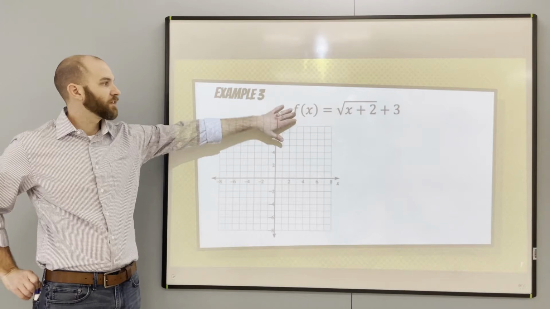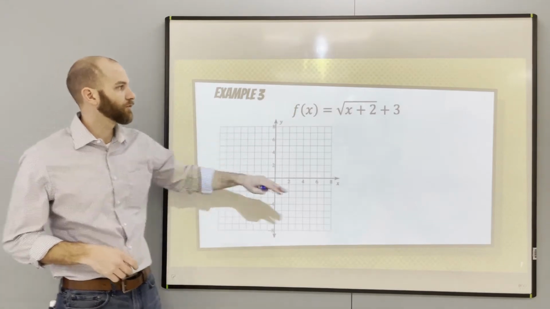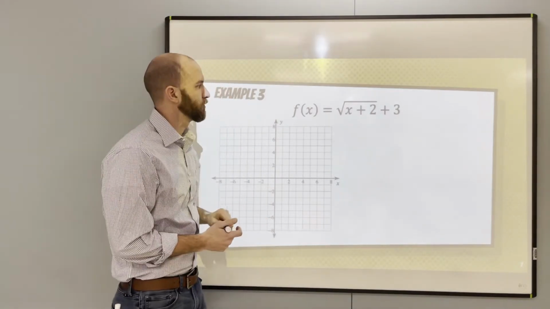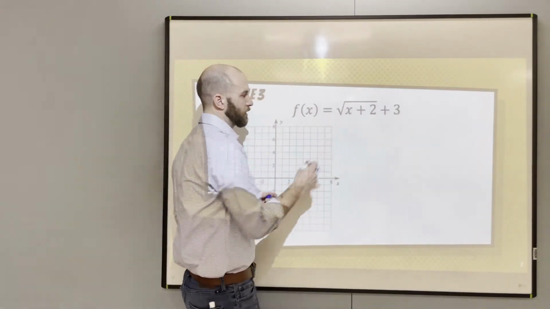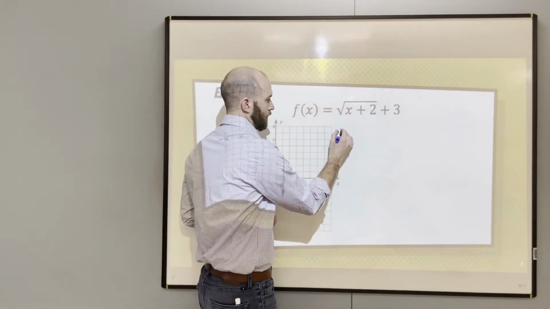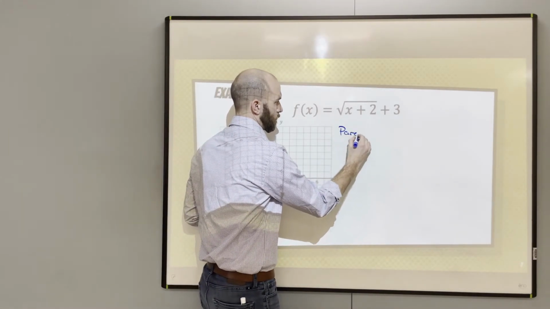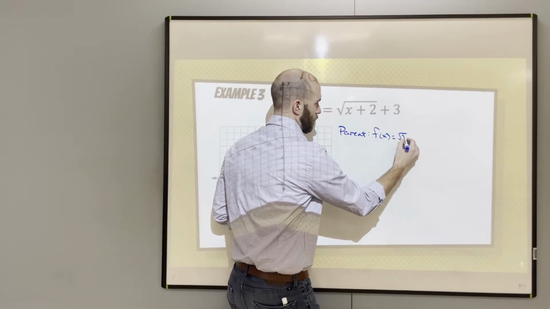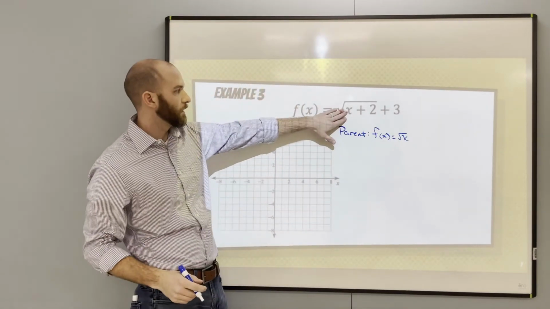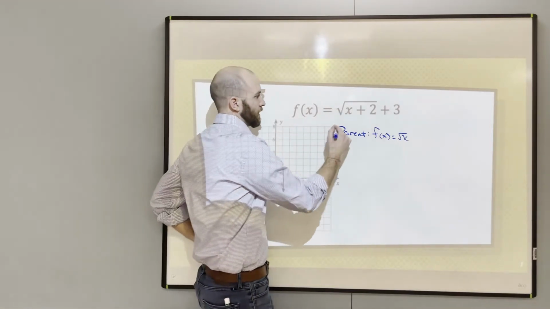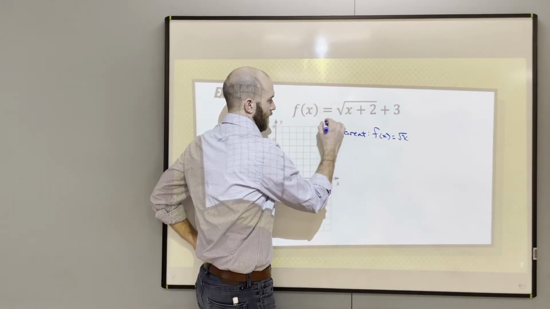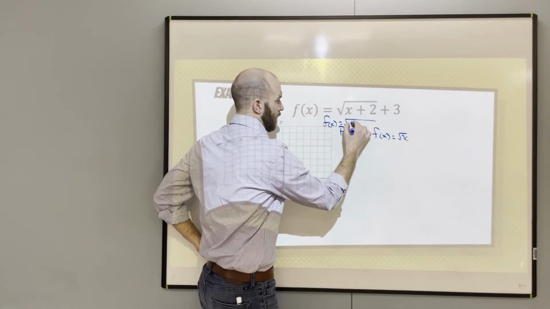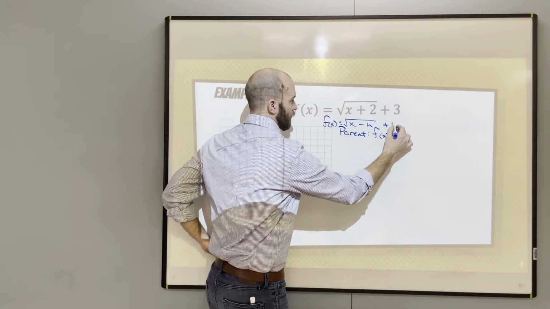In this third example, we see that we have the function f of x equals the square root of x plus 2, plus 3. So we know our parent function here is just square root of x. All right, and then let's look at our vertex form right under this. That would be f of x equals the square root of x minus h plus k.